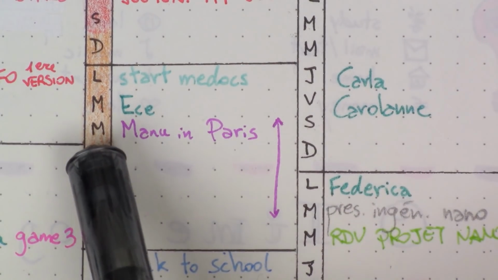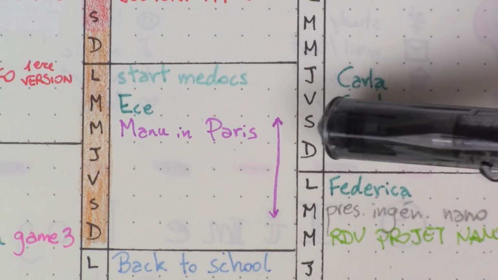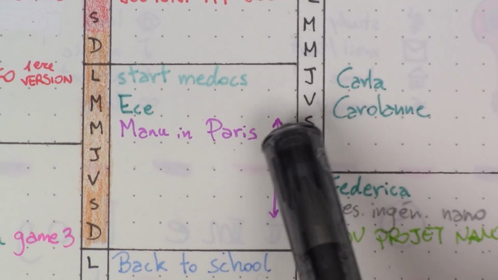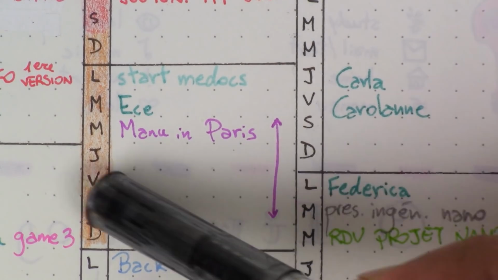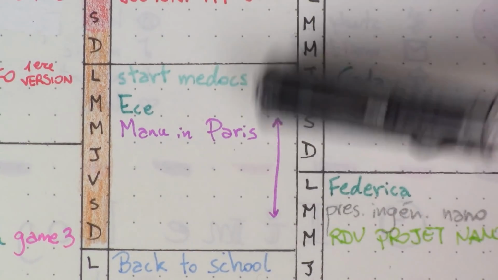For example, here, my cousin was in Paris, and I knew that she was staying there from Wednesday all the way to Saturday, so I put an arrow there, meaning that this event lasts these 4 days.